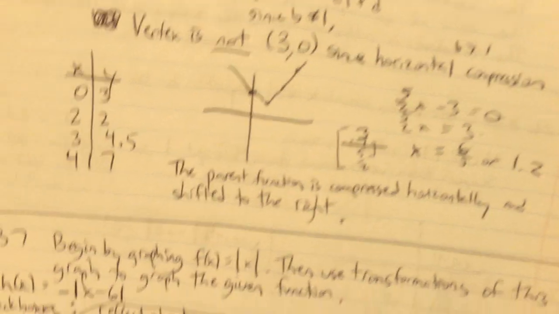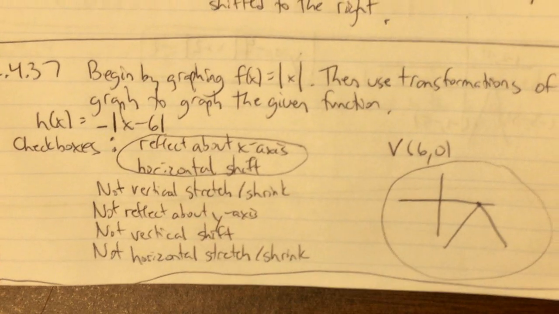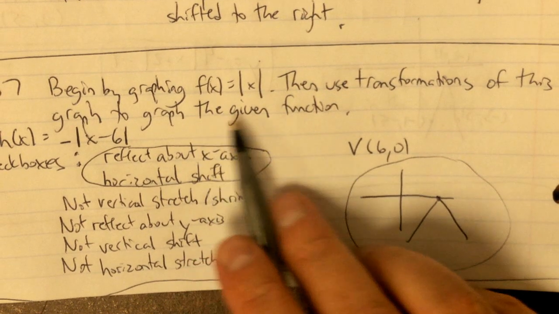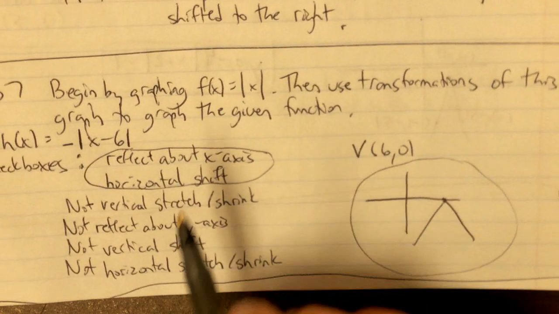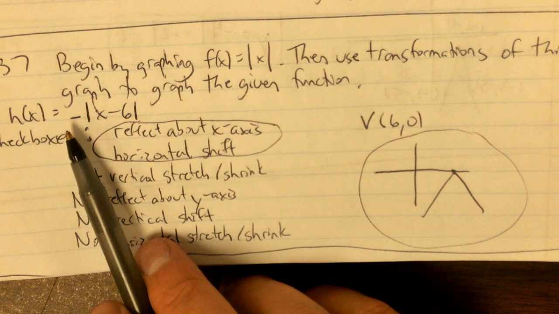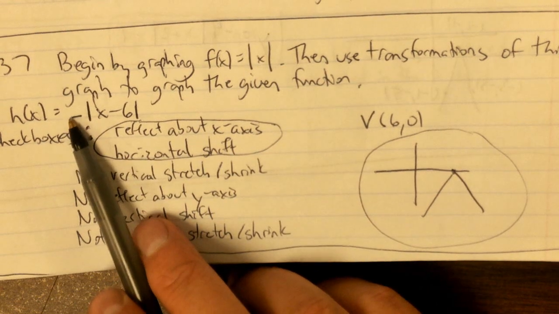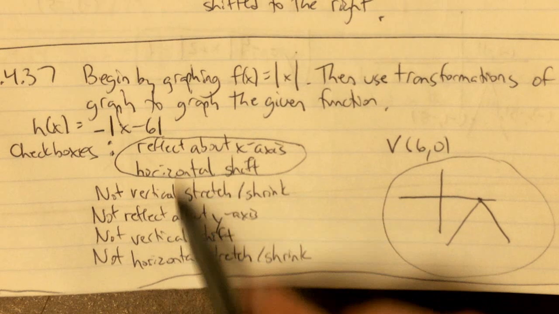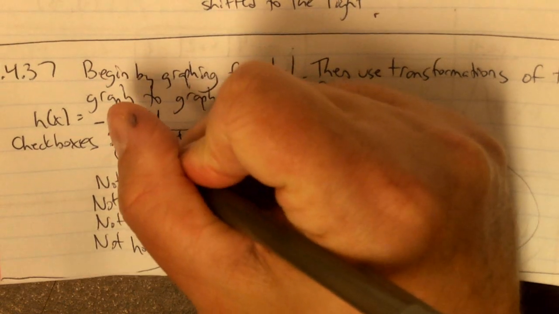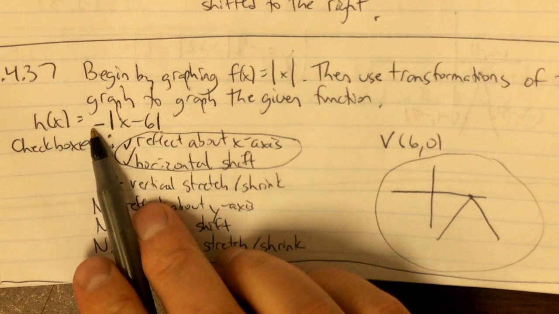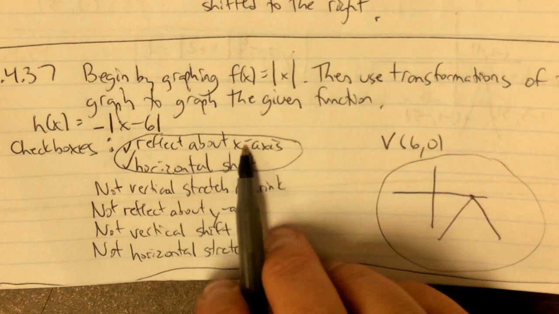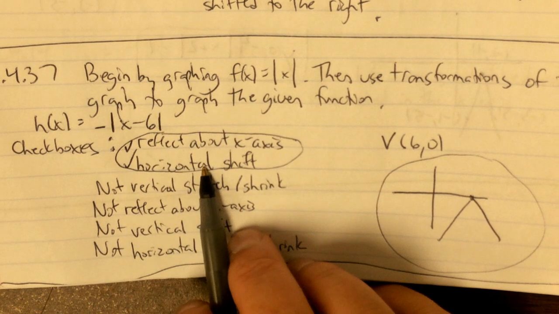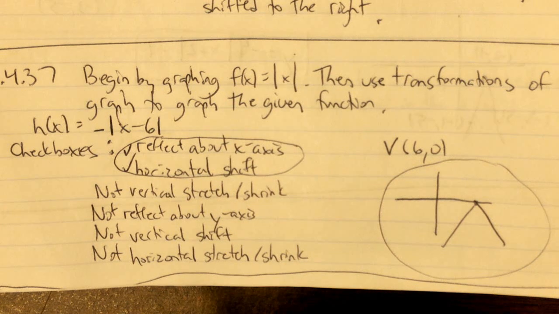Okay, so the next one says begin by graphing the absolute value of x, then use transformations of this graph to graph the given equation. So we have the absolute value of x minus 6, and you've got a negative sign in front of that. This is one where you have check boxes, and you have to pick out which ones it really is. Based on this negative sign where it is, it reflects across the x-axis, and it's a horizontal shift because it went right 6.